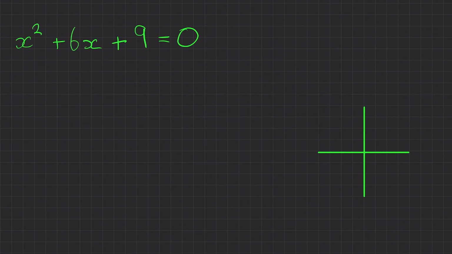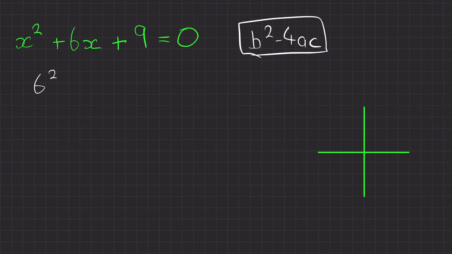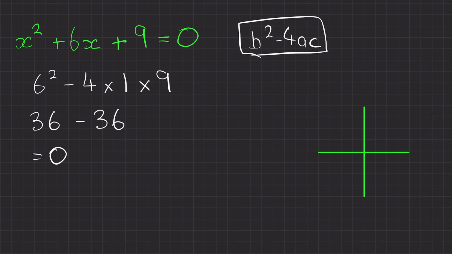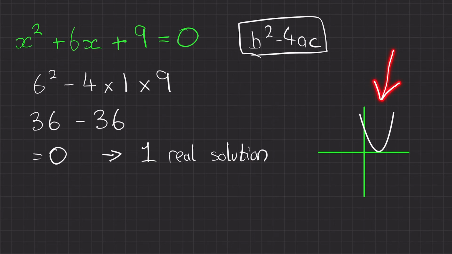Let's give another one a go. So I'm going to write the discriminant again, which is b squared minus 4ac, just for my own personal reference. Substitute these values in. So b squared, or 6 squared, minus 4, lots of a, lots of c. So 4 times 1 times 9, which equals 36. 36 take away 36 equals 0. And because we have an answer of 0, that means there must only be one real solution, and the graph will look something like this, just touching the x-axis.